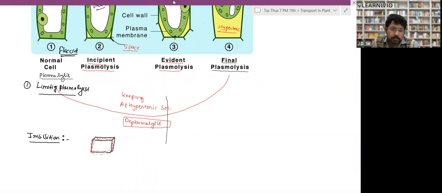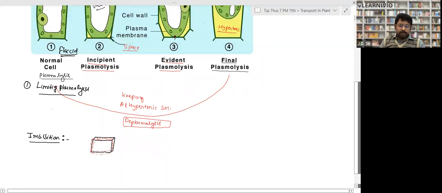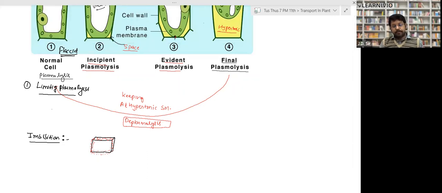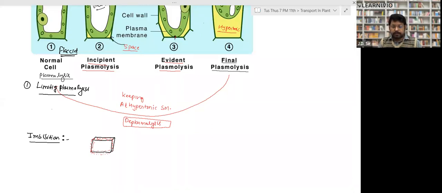Now the next concept, what is imbibition? Can anybody tell me what imbibition is? Tell me. Look, it's very simple. Whenever any solid substance absorbs water, this is called imbibition.